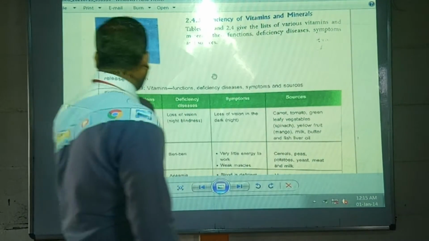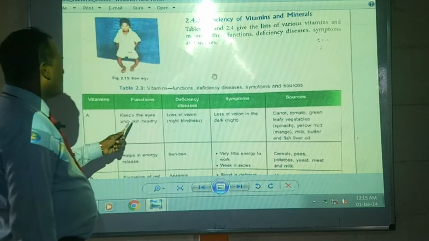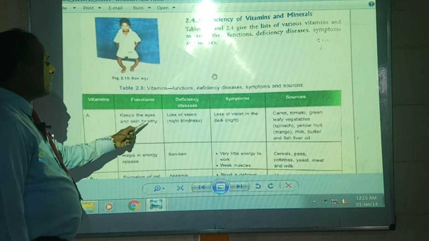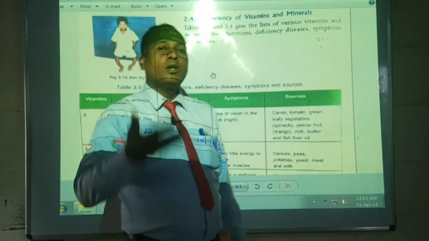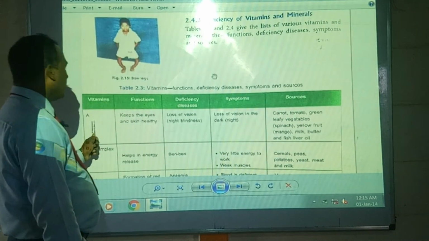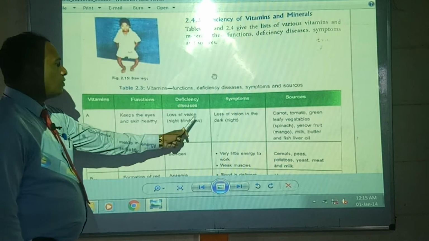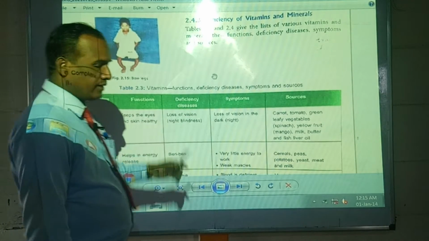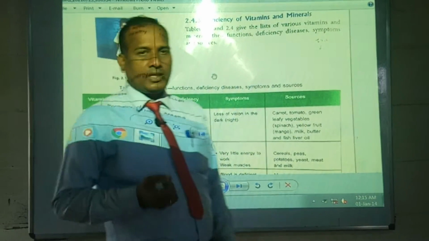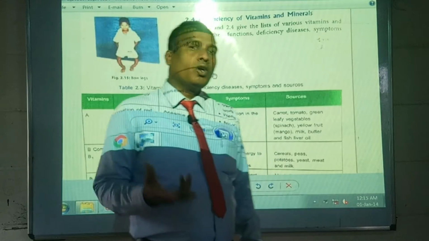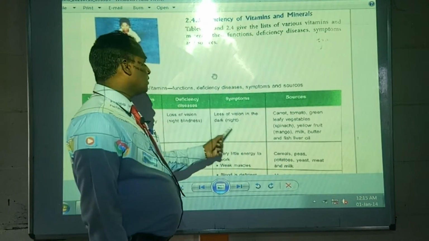Now let us see first vitamin A. Here the function given is that it keeps the eye and skin healthy. If you are unable to see, open the books and look. First one, A: it keeps the eye and skin healthy. Deficiency causes loss of vision, night blindness. What is the disease you will face? Night blindness. That means during the night time you cannot see, loss of vision in the dark.